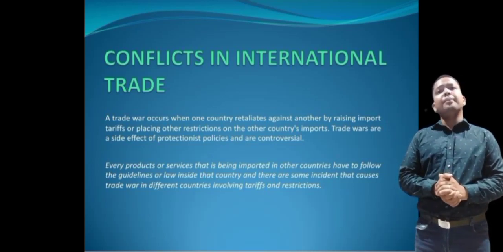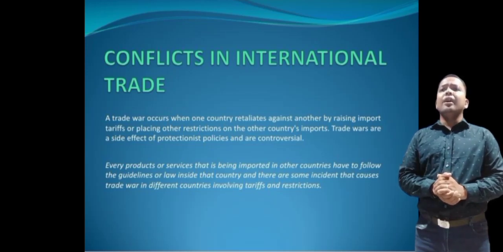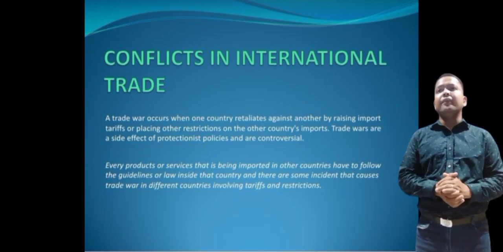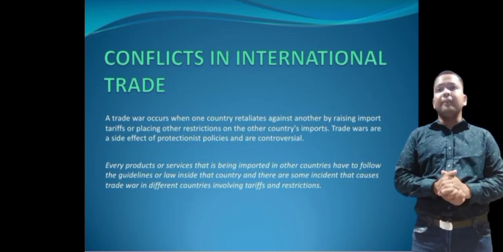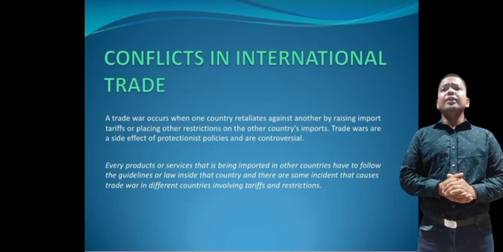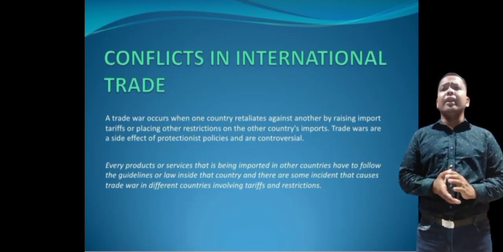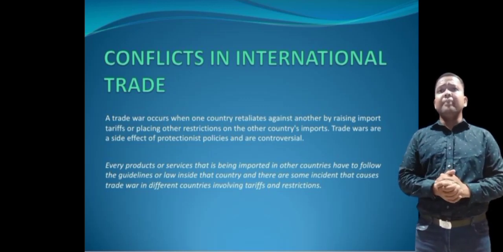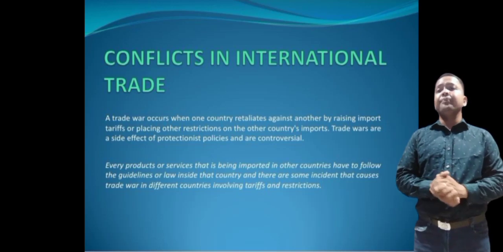Disputes over intellectual property. Intellectual property disputes often arise in international trade when one country accuses another of violating patent, copyright, or trademark law. This can lead to trade restrictions, legal battles, and even the imposition of economic sanctions.